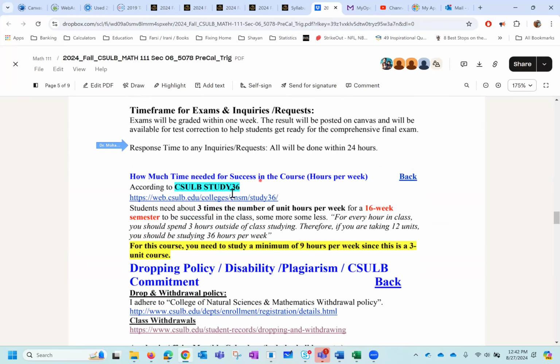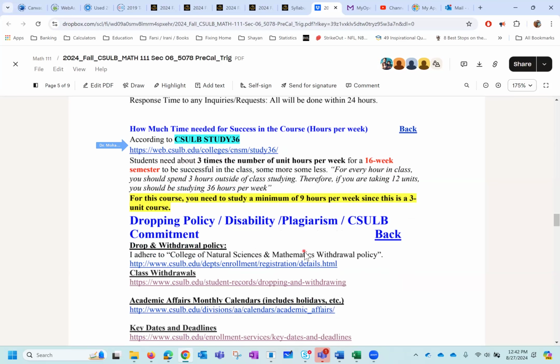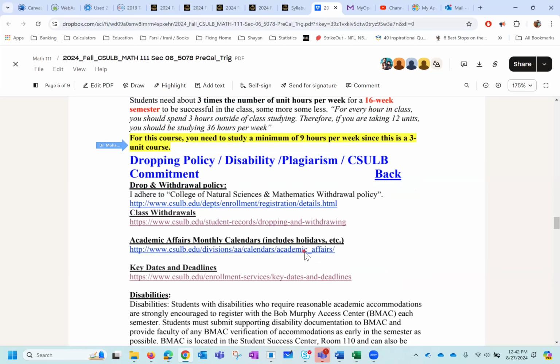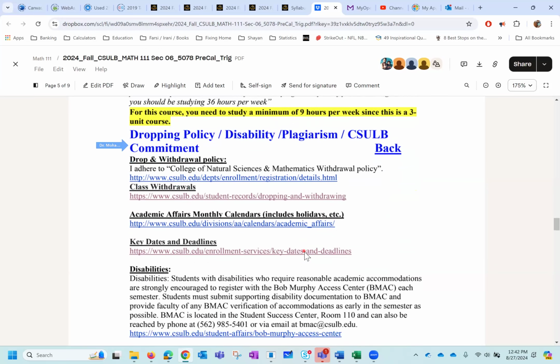The thing that is interesting, and I want everybody to pay attention to, is what's called CSULB Study 36. According to that, we need 3 hours per unit, so 3 times the number of unit hours. This is a 3-unit course, so we need 9 hours per week to do well in this course, okay? Dropping policy: I just follow the campus policy.